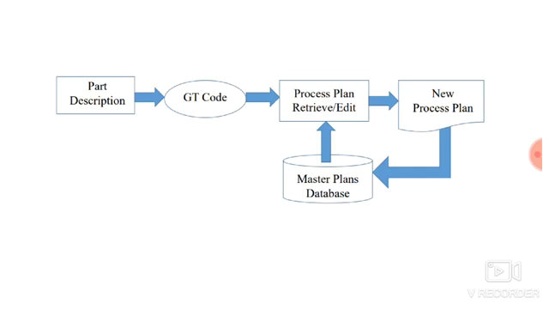Okay, and whatever the process plan which is related with that GT code, that gets retrieved. Then after retrieving that process plan, you can edit it, and again you will store that new process plan in a master plan database, so that again you can retrieve it. So this is nothing but a retrieval process planning.